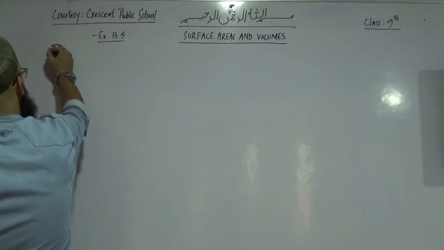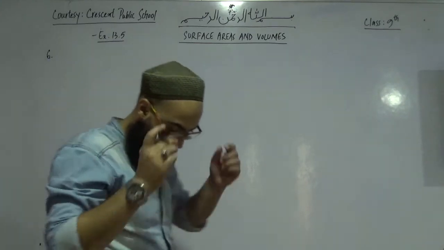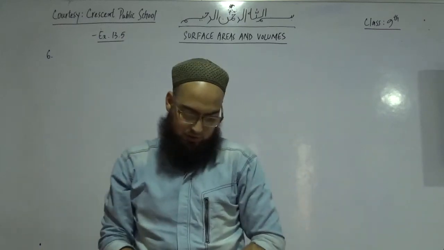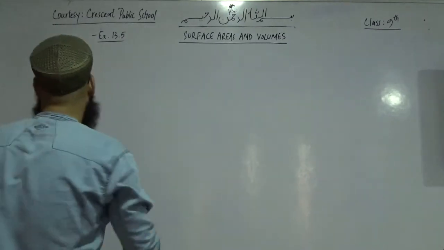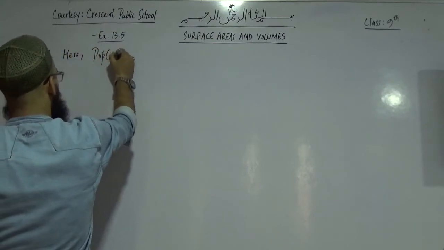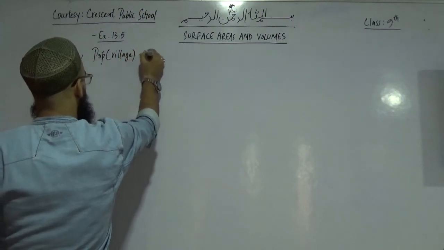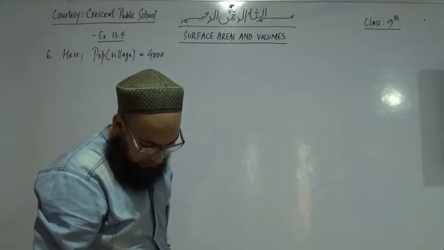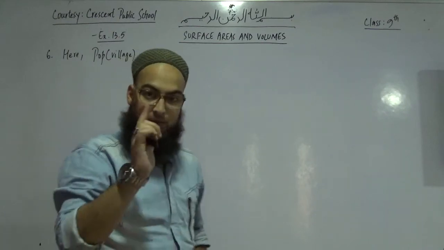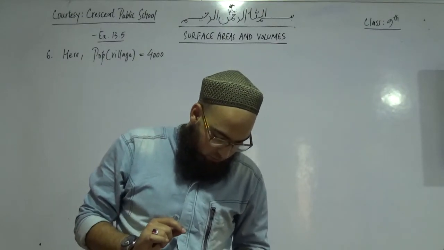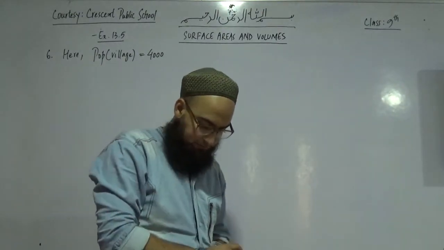Let's have question number 6. A village having a population 4,000. So population of village is 4,000. It requires 150 liters of water per head per day. Per head per day means one person in one day requires 150 liters of water.